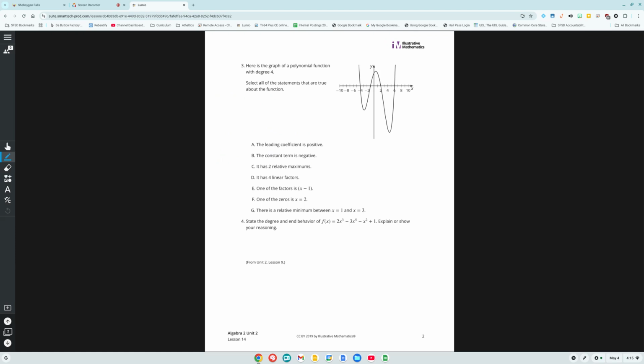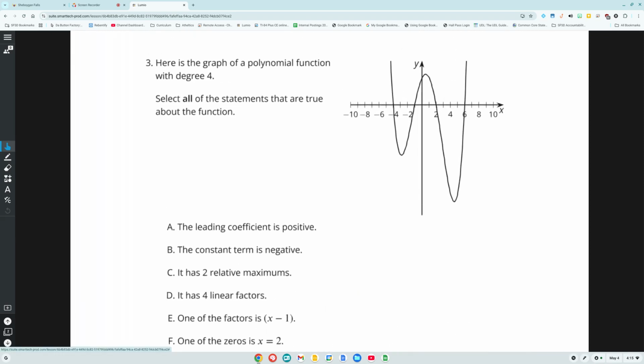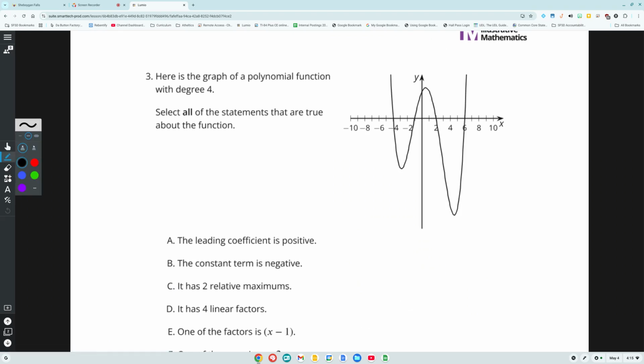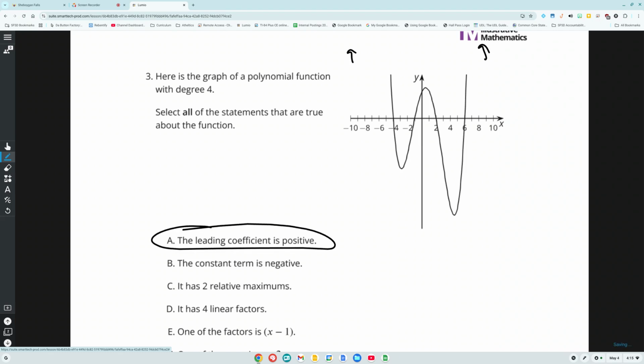All right. Question 3 says here's the graph of a polynomial function with degree 4. Select all the statements that are true about this function. And we're just going to go through and do a true false with each one. The leading coefficient is positive. Well, because this is a degree 4 polynomial, it looks like we have the end behavior that is up, up. If I have the end behavior that's up, up, that means I do have a positive leading coefficient on an even degree polynomial. The constant term is negative. Well, the constant term would correspond to the y-intercept, and in this case, my y-intercept is not negative.